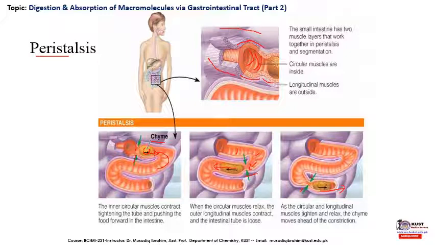So here you can see, as a general concept, that peristalsis is the muscular contraction and relaxation of the intestinal muscles, as a result of which the chyme moves forward within the small intestine, and along with this relaxing and contraction, the absorption of nutrients is also taking place within the small intestine.